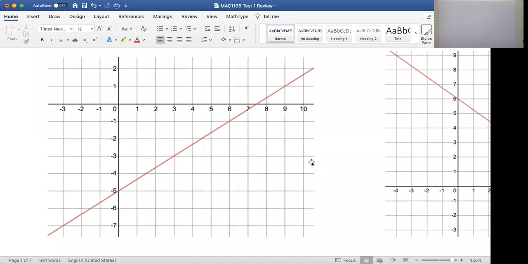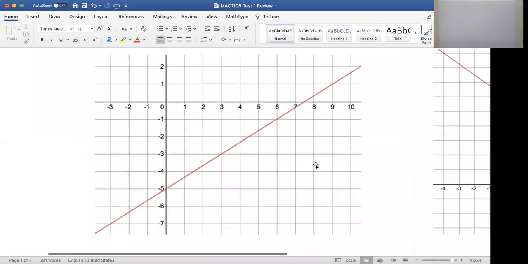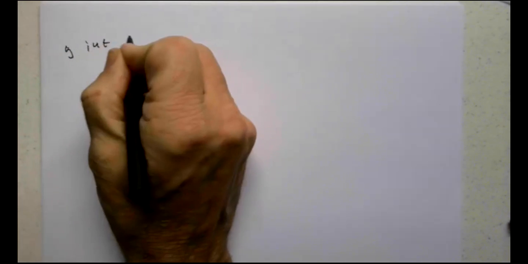So this question, we want to go ahead and find the equation of the line that we have here. Looking at this, I want to first identify the y-intercept. Where does it cross the y-axis? It looks like that's at -5. So the y-intercept is -5, or if you like, (0, -5).